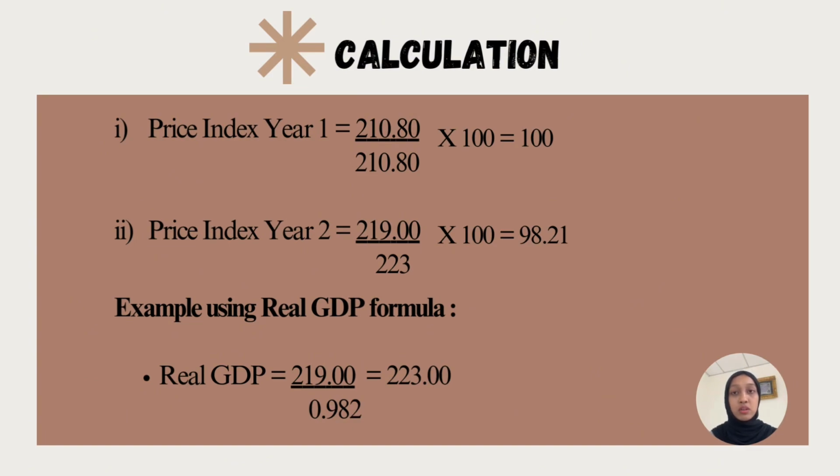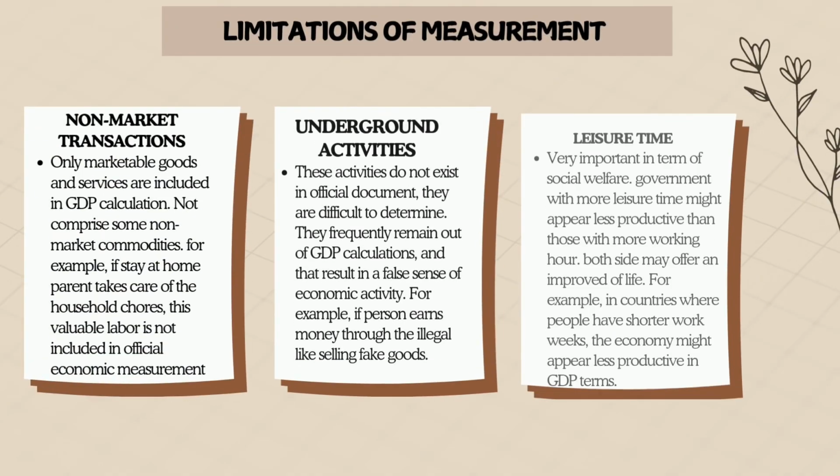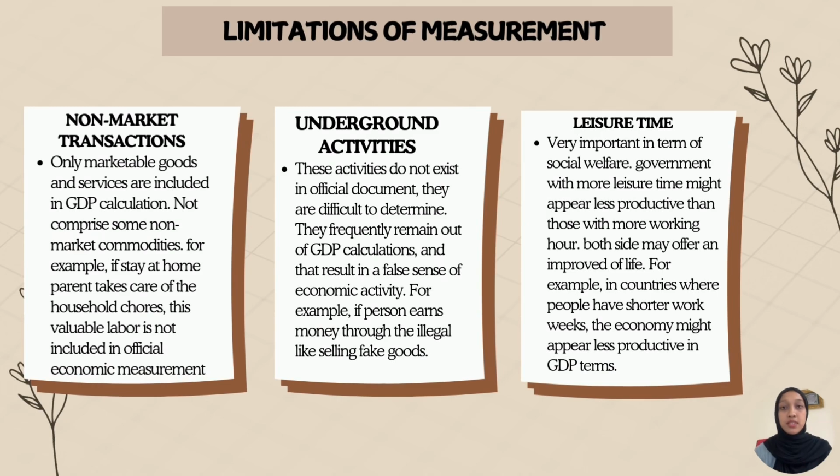I want to explain the limitation of GDP. Firstly, is non-market transaction. Only marketable goods and services are included in the GDP calculation. For example, if a stay-at-home parent takes care of the household chores, this valuable labor is not included in the official economic measurement.